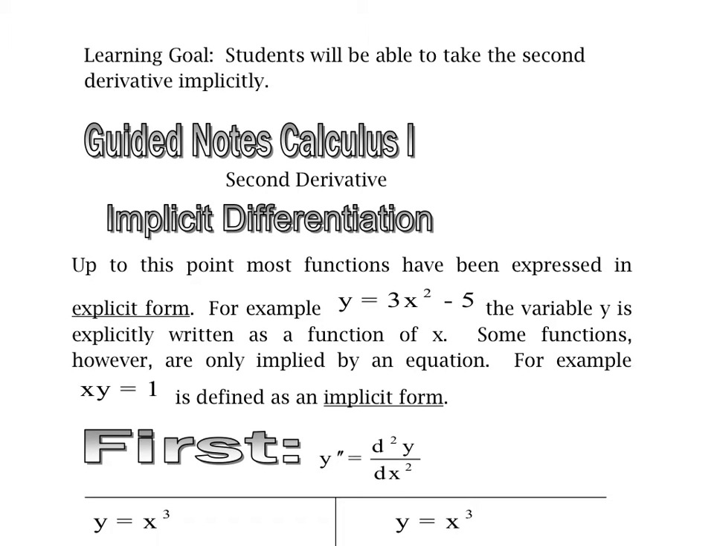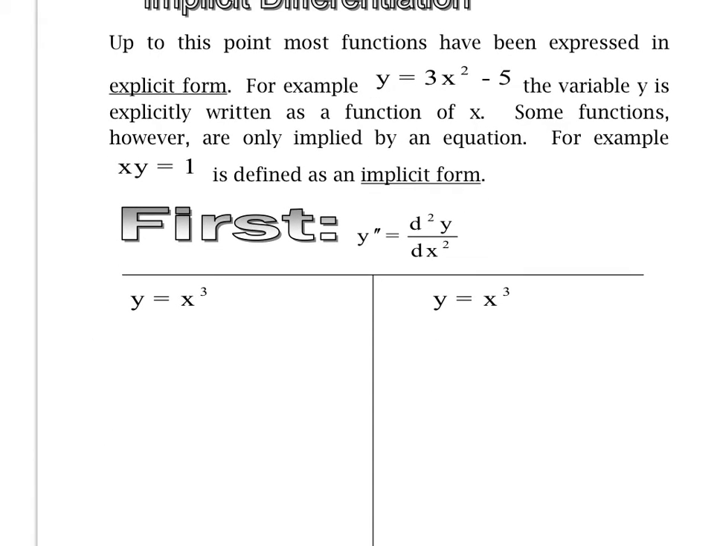All right, so we're going to talk about taking the second derivative implicitly. So we've talked about the difference between explicit and implicit form. That was 7.1. But now we're going to talk about how to do the second derivative implicitly, and it's a little bit different. Important to notice that this is the implicit definition or the implicit notation for the second derivative.